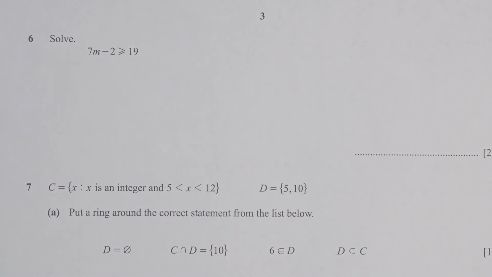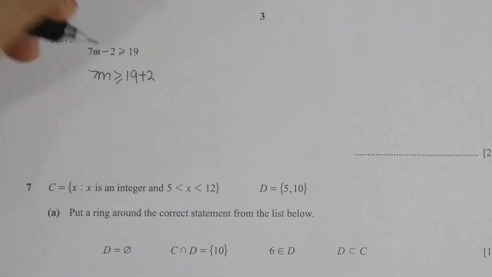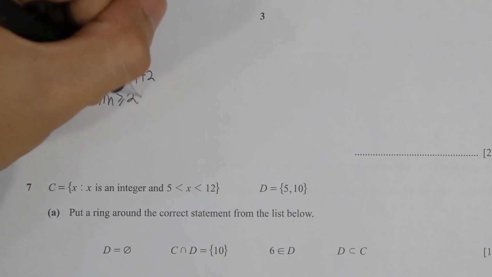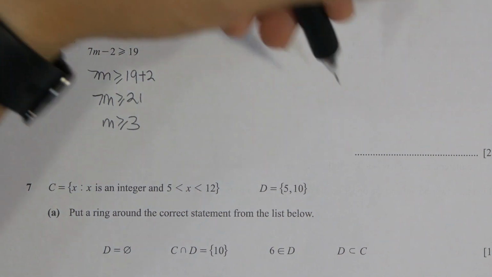Question 6, so this is the inequalities question. First I shifted the 2 to the other side and I divide 21 by 3. So m is more than or equal to 3.